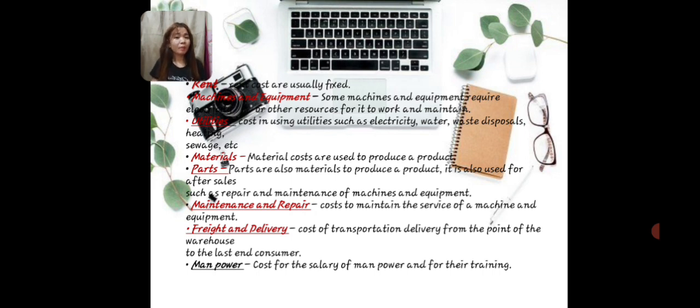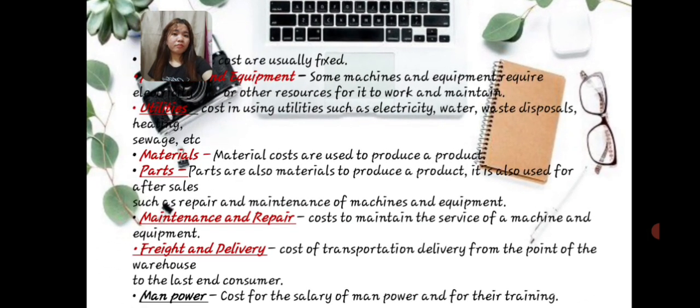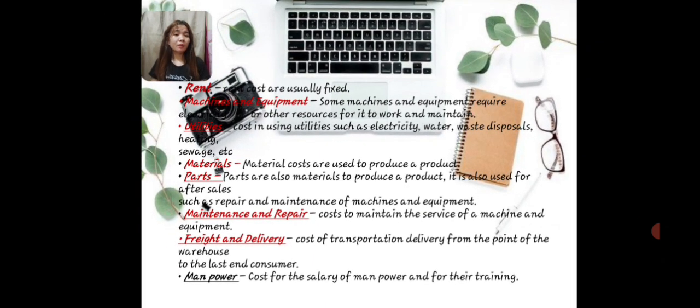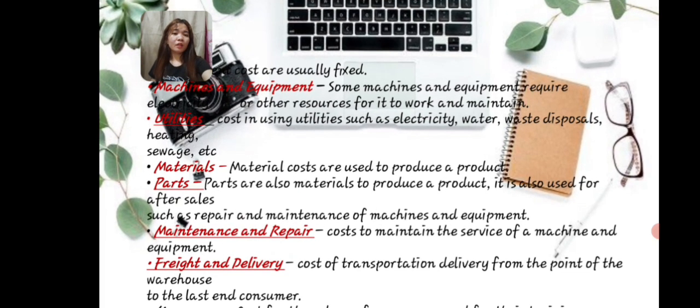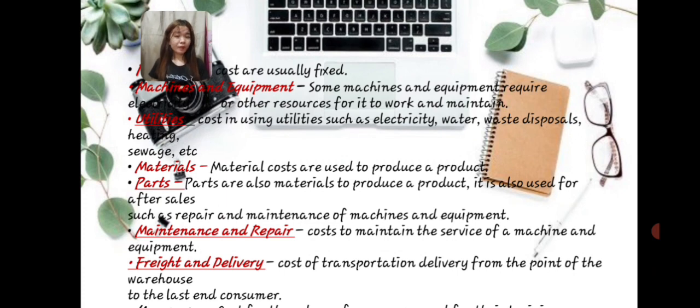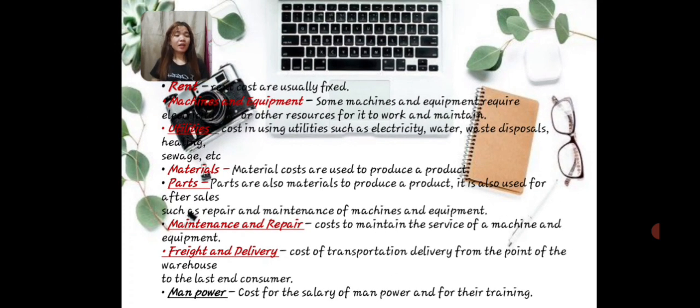Next is machines and equipment. So, kung magre-rent ka, then kailangan mo din ng machines and equipment. Some machines and equipment require other resources for them to work and be maintained. So, sa machines and equipment, kailangan mo din talaga ito sa trabaho mo para ma-maintain. Utilities, the cost of using utilities such as electricity, water, waste disposal, and so on. So, kailangan din ng utilities, for example, yung electricity, water.